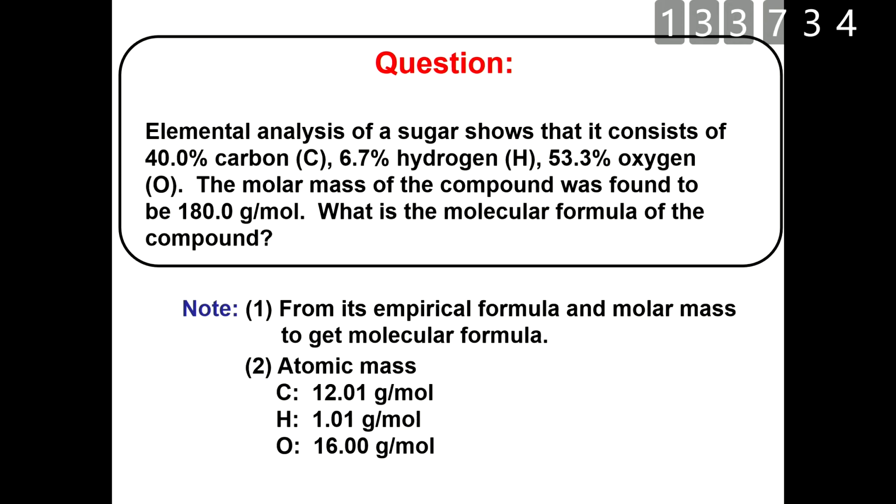Find the number of moles in each of them. So you divide each of them by their atomic mass. For example, for carbon, the mass number is 12, so it's 40 over 12. Wait, what are we finding right now? The number of moles. It's mass divided by atomic mass. The answer is 3.3.